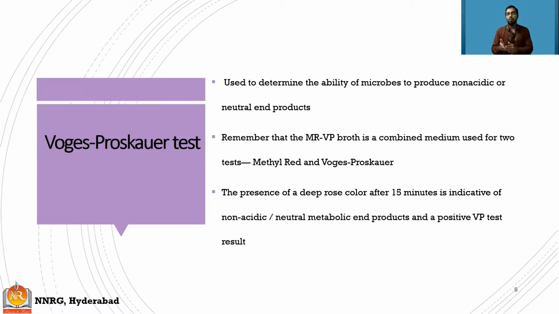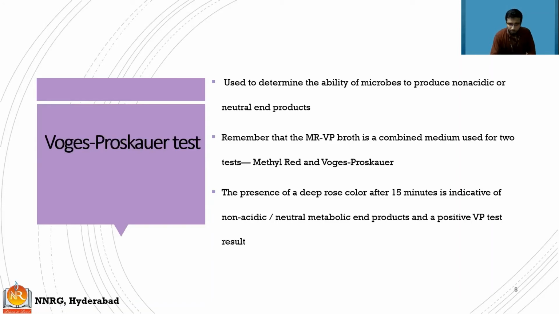When acidic compounds are formed, we find that the particular microorganism shows positive for the MR test. Whereas the components which are formed that are non-acidic or neutral will show a different color. Remember, the MRVP broth is a combined medium. Even in this, the same nutrient material as in the MR test is used.